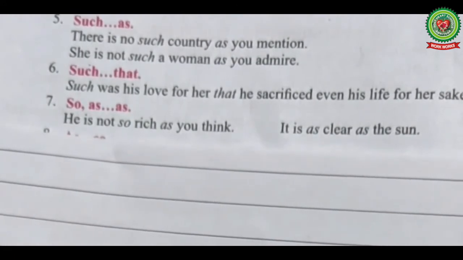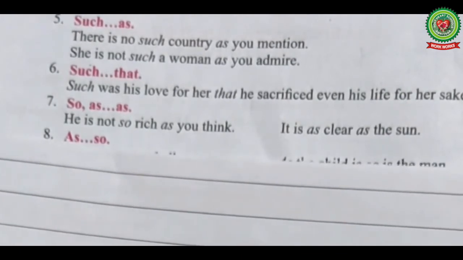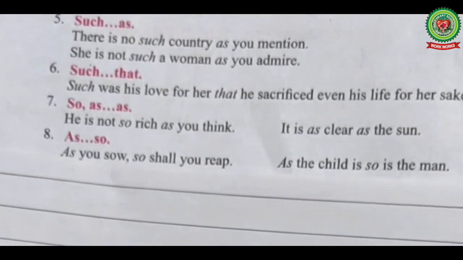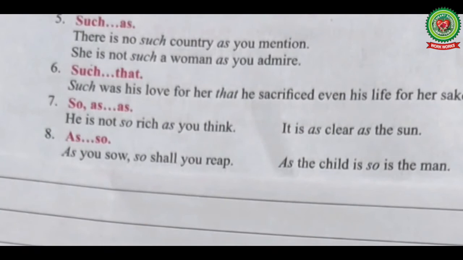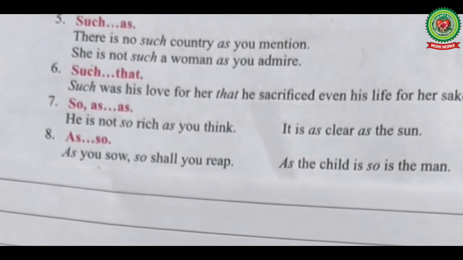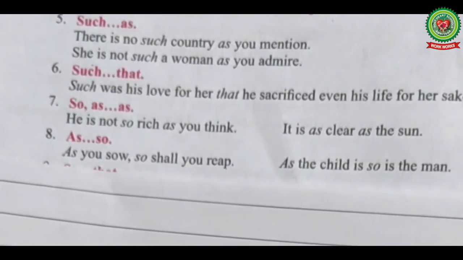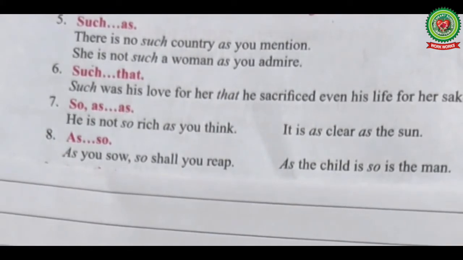Further, we have as, so. We use as, so in order to express consequence. As you sow, so shall you reap. As the child is, so is the man. Children, keep in mind that when we use the correlative conjunctions as, so, the helping verb is placed before the subject in the subordinate clause.